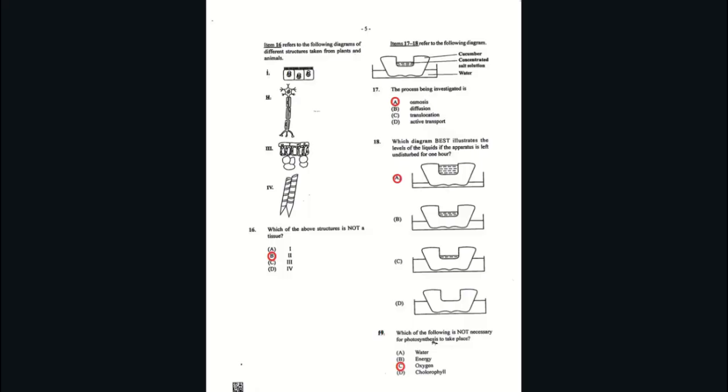Okay, so now we're at number 16, and it says, with reference to the following diagrams of different structures taken from plants and animals. Number 1 is clearly showing epithelial cells, right? And you know that cells make up tissues, right? So number 16 is asking which of the above structures is not a tissue?